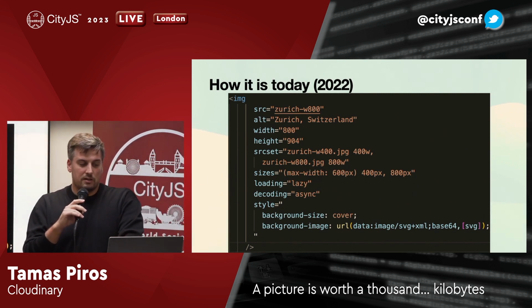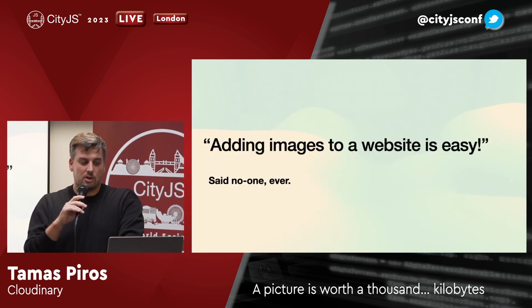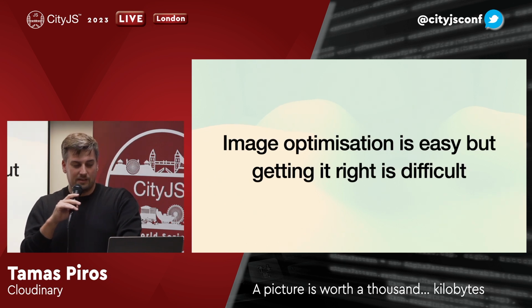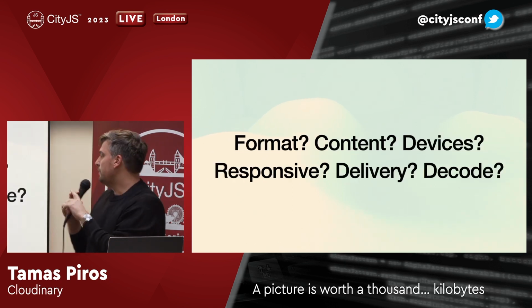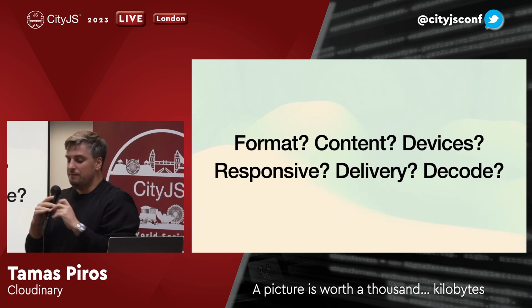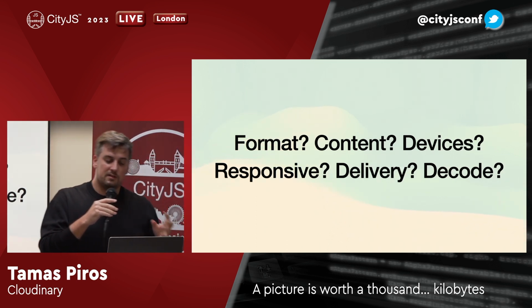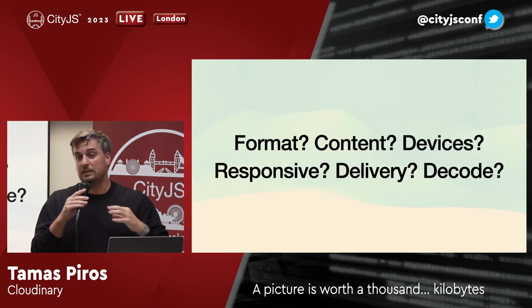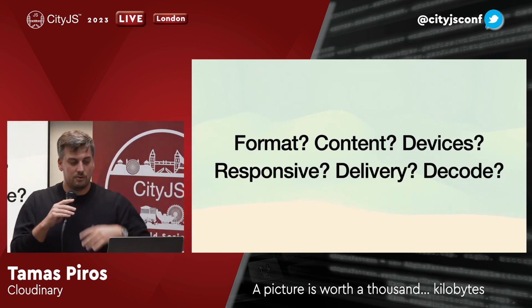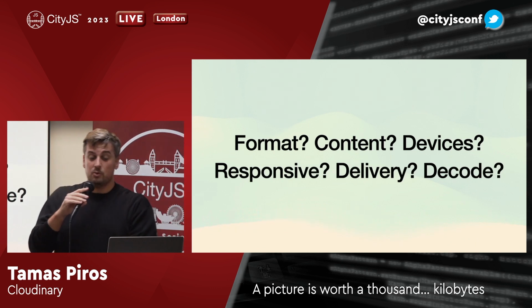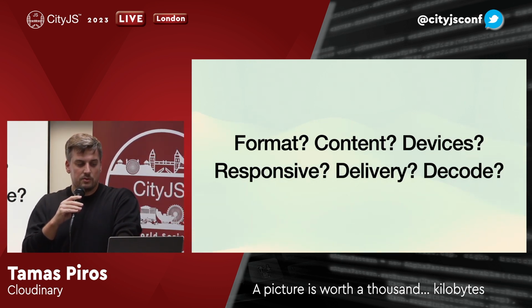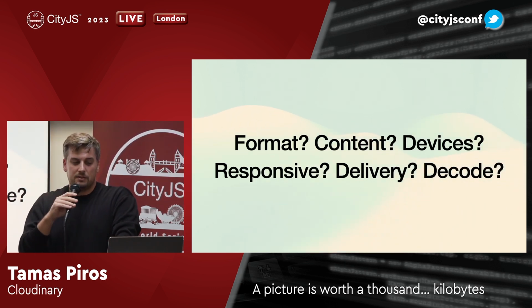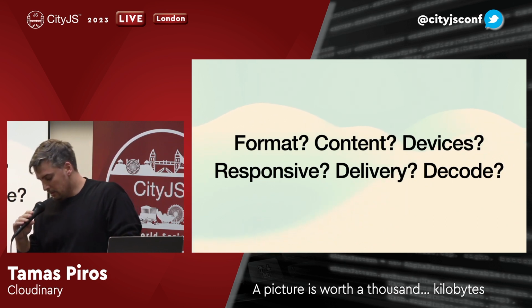So what I'm going to try to do is explain a couple of things. Adding images to a website is easy, said no one ever. I said this as well. So we're going to talk about a couple of things: format, content of the images, the devices that you want to send images to, responsiveness, delivery, and how you want to decode your images. Now, as I said, I have half an hour, so I'm going to focus on some of the most important things. And of course, we also will need to mention Core Web Vitals a little bit, because that's an important aspect of web performance.